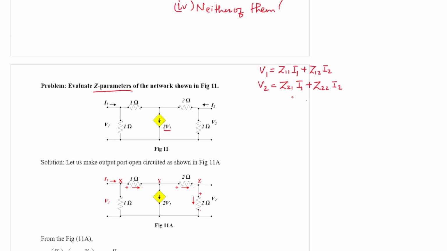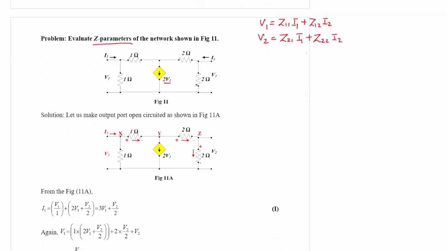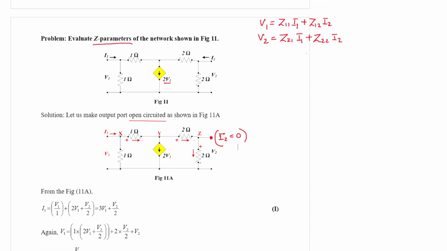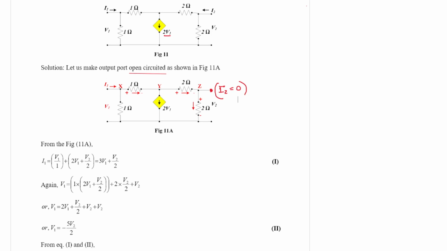Let us say we are making the output port open circuit. The first step, let us make our output port open circuit. So we have I2 is equal to 0. So now let us analyze this circuit very carefully. Let us start from the primary side.